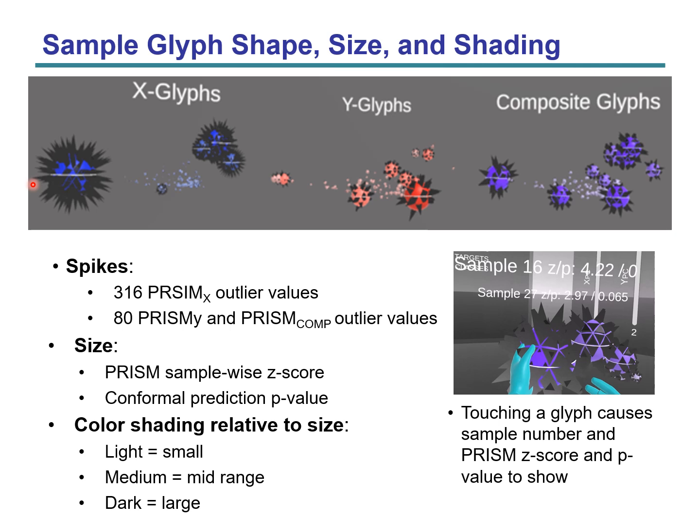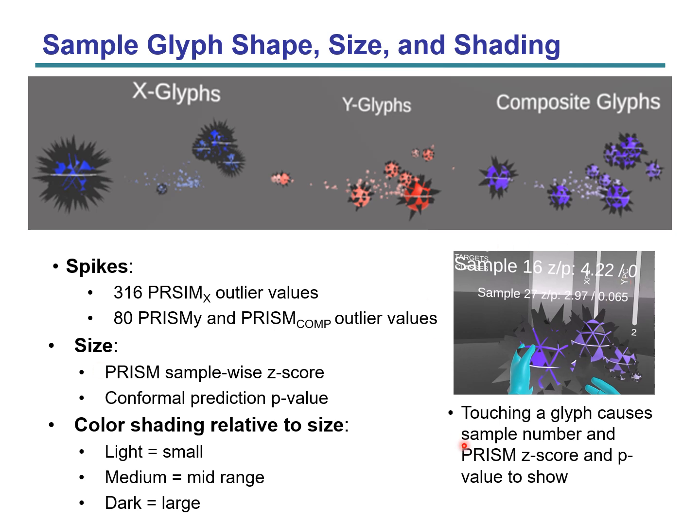And then to help us see the difference between large and small, we also color shaded the spheres relative to their z values. If they have a small z value, these are very light colored, and they're medium colored here for medium size, mid-range z values. And then we have very dark colors for the large z values.